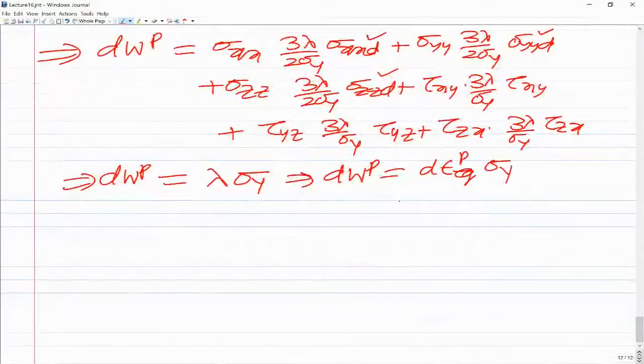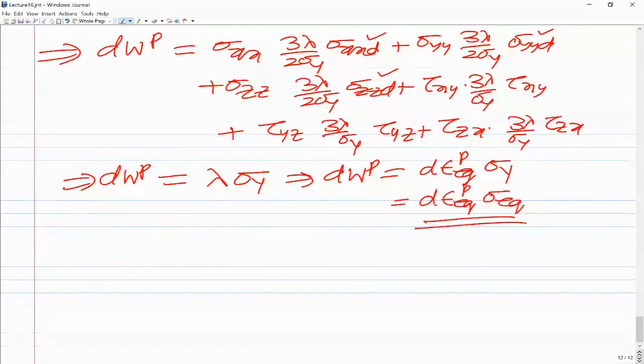You can also write it as equivalent stress. So this is d epsilon equivalent p into sigma equivalent. So the way we have defined the equivalent plastic strain, which is equal to lambda, we get the incremental plastic work of stresses as d epsilon equivalent p into sigma equivalent.